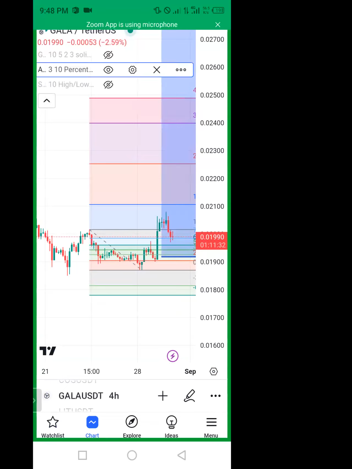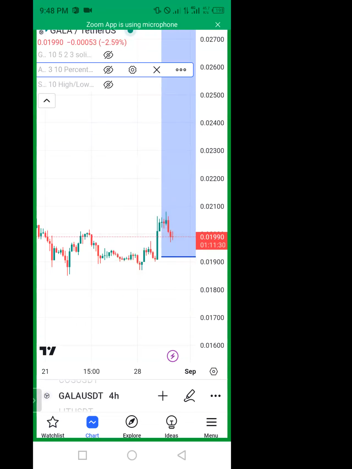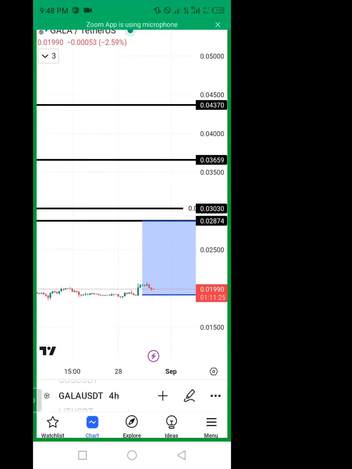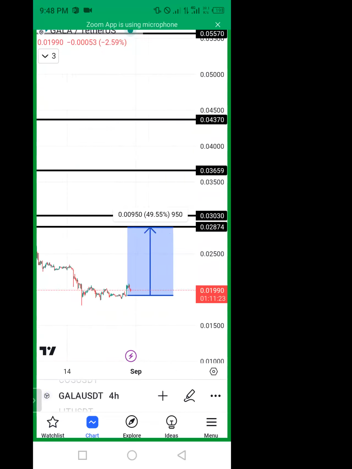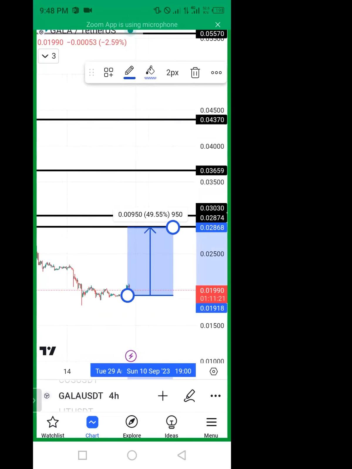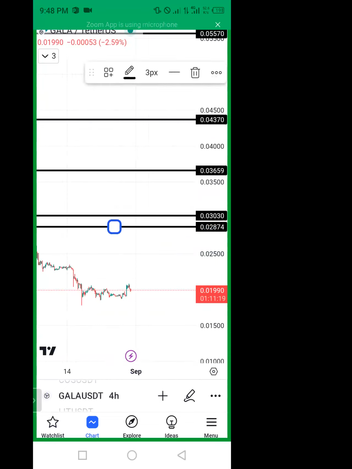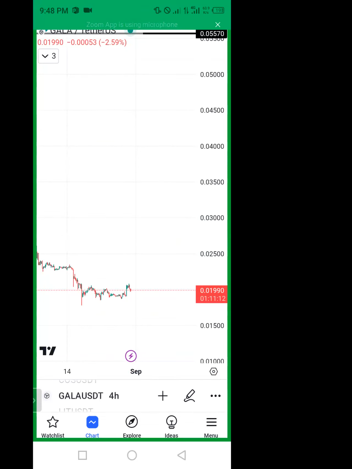Allow me first to remove all indicators, and then let's have a clean chart. I remove everything. I think tomorrow is when we are going to look at the trading view.